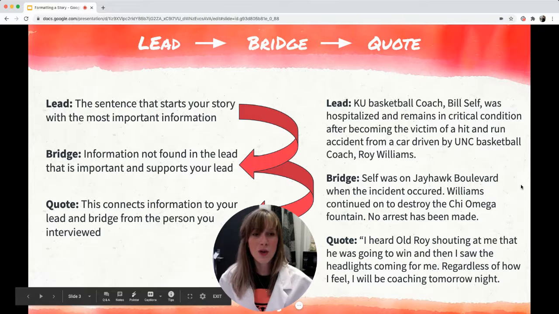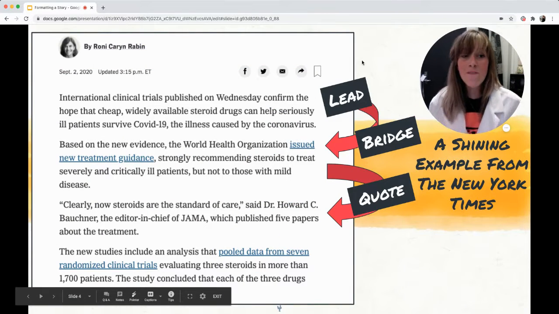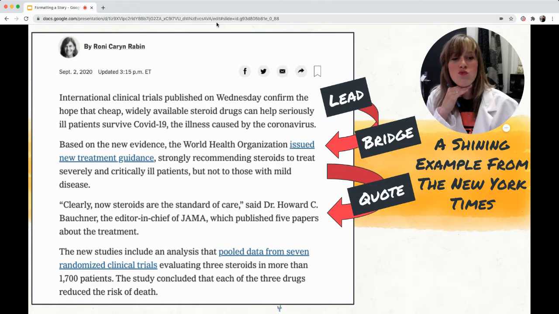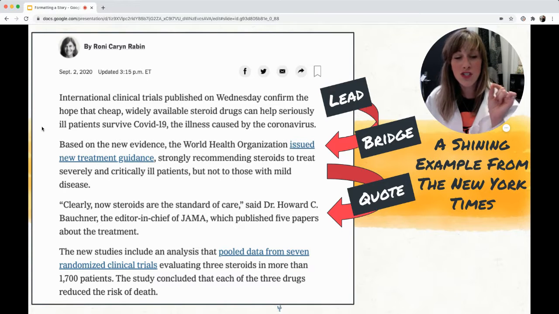Okay, lead, bridge, quote. Then guess what? I was looking this up, and the first story that I came across literally went lead, bridge, quote, because the New York Times was waiting for me to need a shining example. So here we go. Lead: International clinical trials published on Wednesday confirm the hope that cheap, widely available steroid drugs can help seriously ill patients survive COVID-19, the illness caused by the coronavirus.